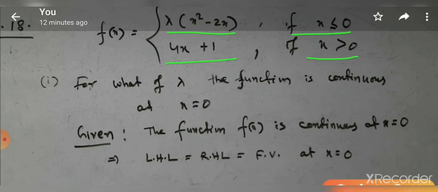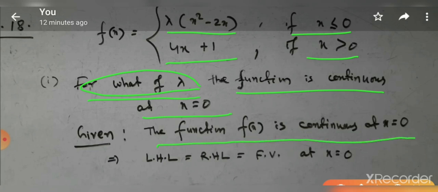Here we have to find the value of lambda when the function is continuous at x equal to 0. As the function f of x is continuous at x equal to 0, we assume that it is given. The definition of continuity is left hand limit equal to right hand limit equal to function value at the point. So here the point is x equal to 0. At that point we have to show left hand limit equal to right hand limit equal to function value. Then we find the lambda value.